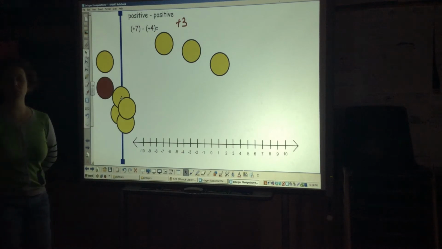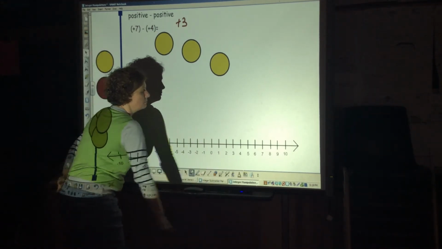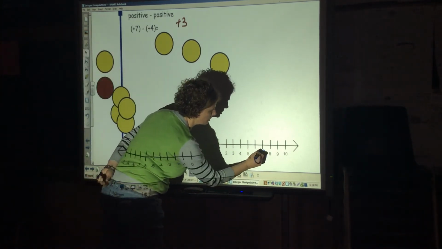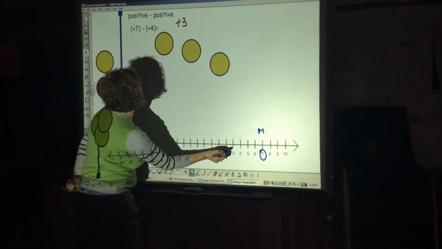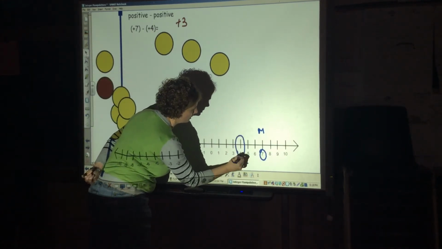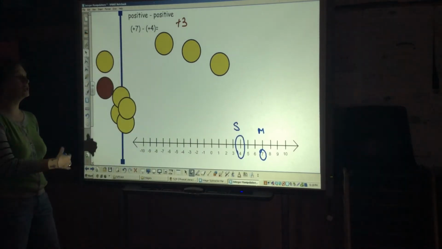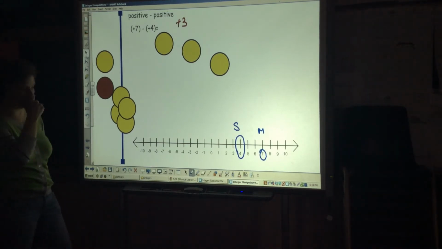Now our third principle was that I can use the number line. So I need to find my minuend and my subtrahend. So my minuend is here. My subtrahend is here. So remember, I need to start at my subtrahend and see how many units I need to add to it in order to get to my minuend.